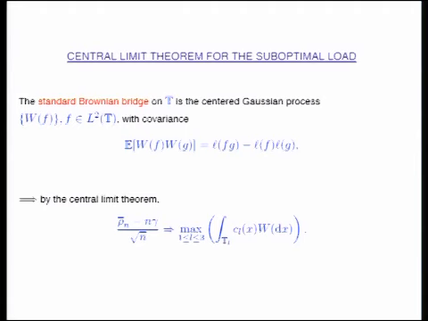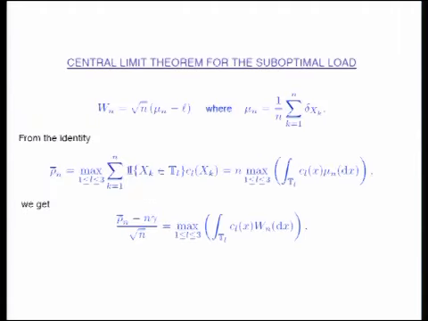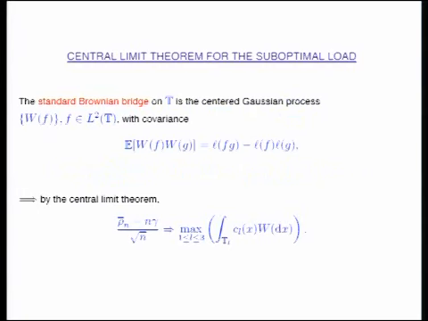As you know, this measure W_n will converge to the standard Brownian bridge. So this is a centered Gaussian process, parameterized by all L2 functions on the triangle, with this covariance. L is again the Lebesgue measure, so it's the integral of fg minus the integral of f times the integral of g. And by the central limit theorem, rho bar n minus n gamma divided by square root of n will converge weakly to this random variable.